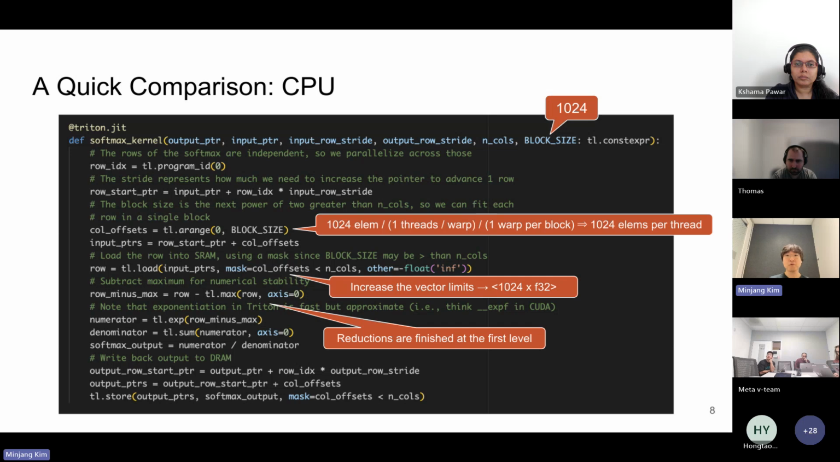For CPU, we can do it like this. By setting just one thread per warp and one warp per block, the entire block of elements goes to this statement. This is actually what we do in Triton CPU. And then we were able to increase the vector size limit so that the load and store use the 1024 vector length. And when it comes to reduction, it just finishes within the first level, only the reduction within the thread, no warp shuffle or anything like that.